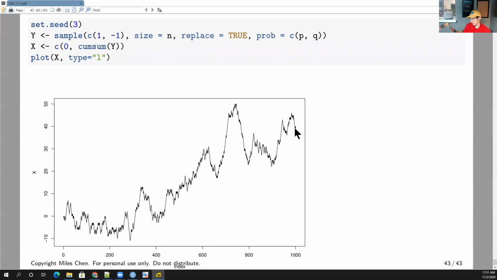So anyway, these are just a few examples of Markov chains, and on Wednesday we'll continue this and look at it some more.